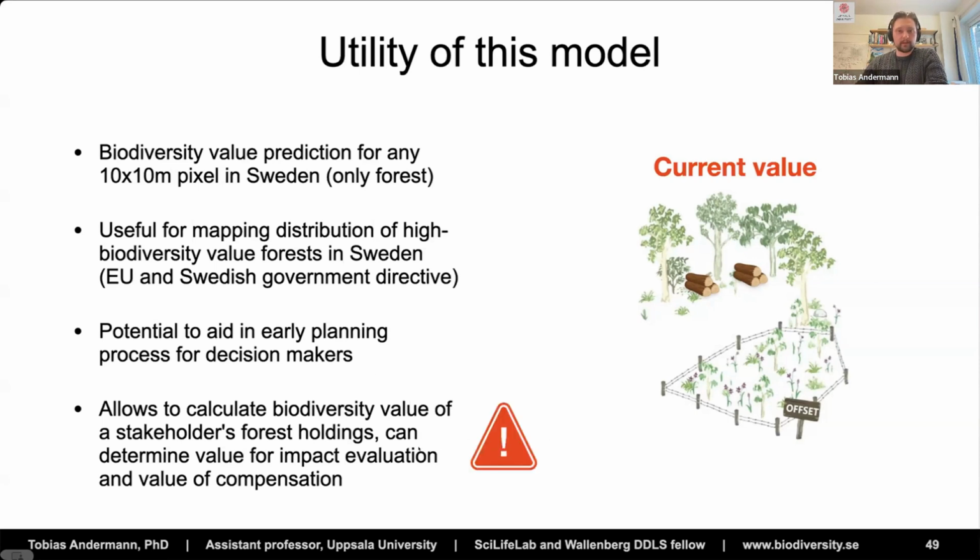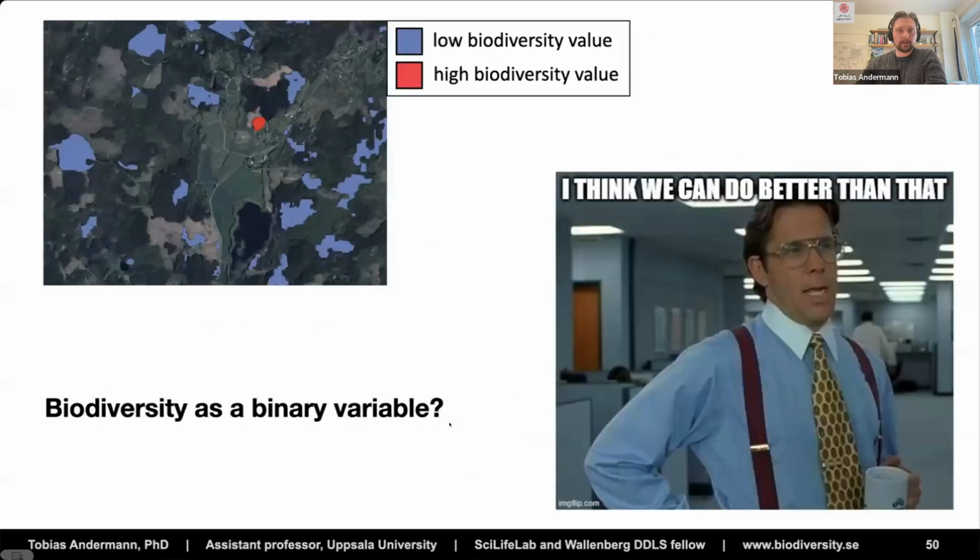But there's a big but here actually. When we say conservation value of forests, it's not really the same as biodiversity, right?